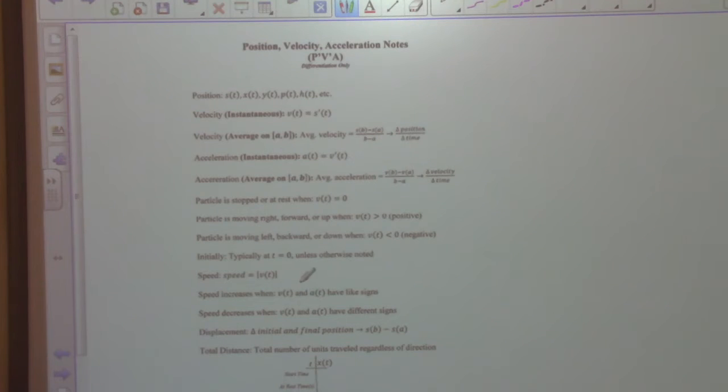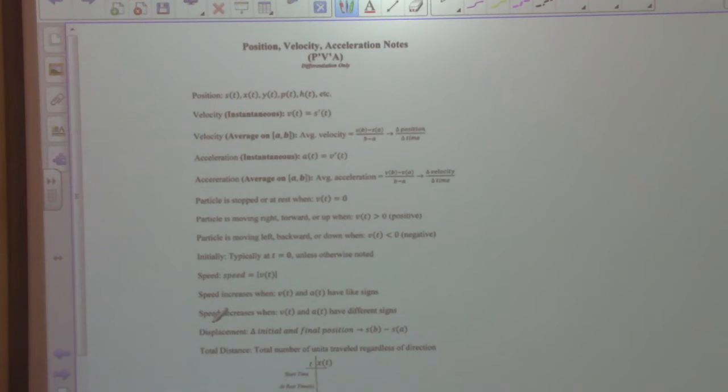The speed increases when V of T and A of T have the same signs, either both positive or both negative. And then, of course, speed decreases when A of T and V of T have different signs.